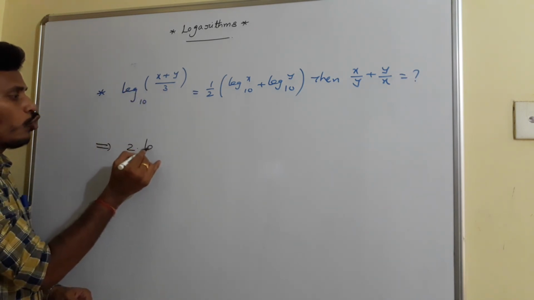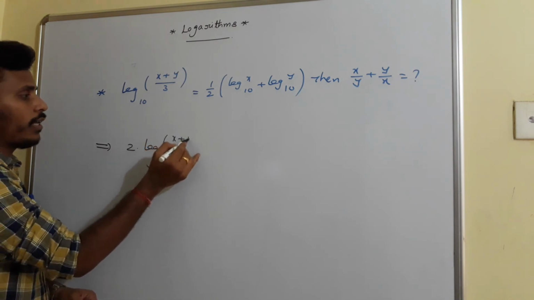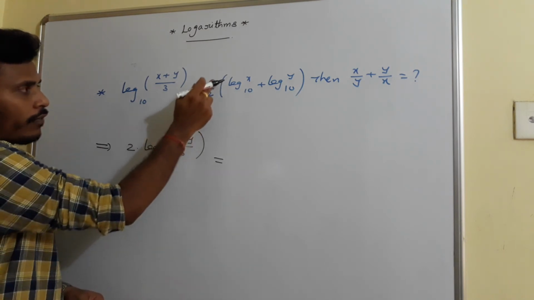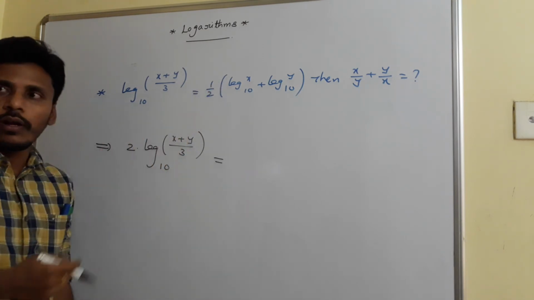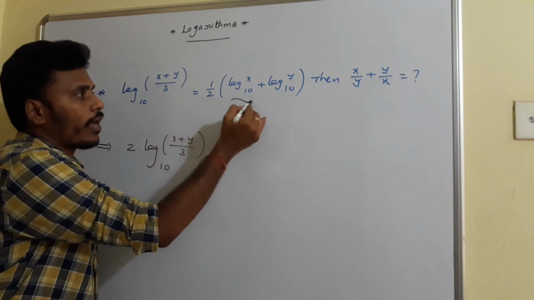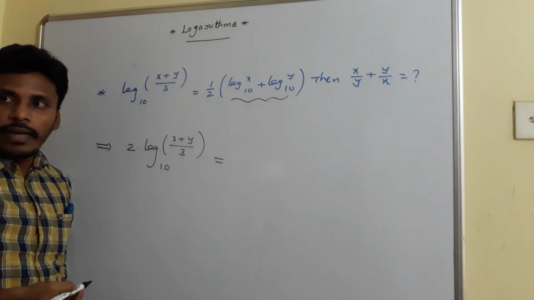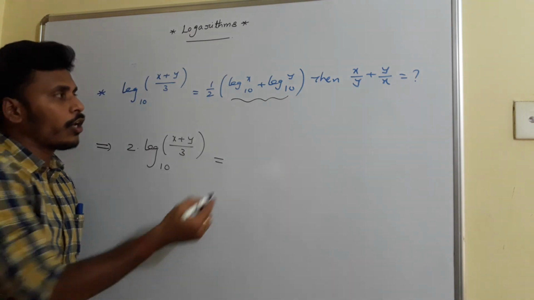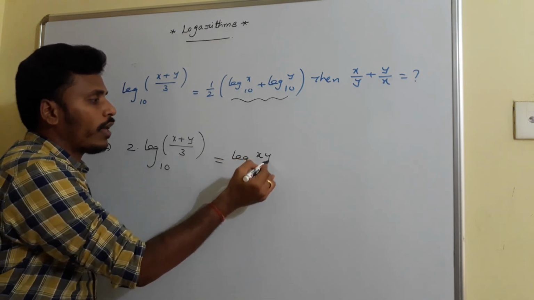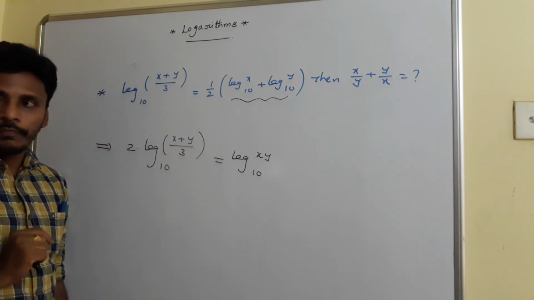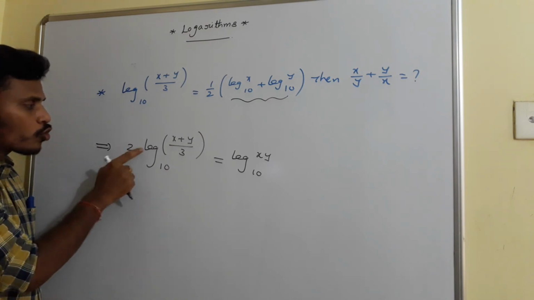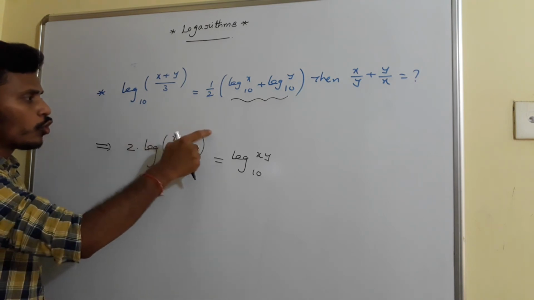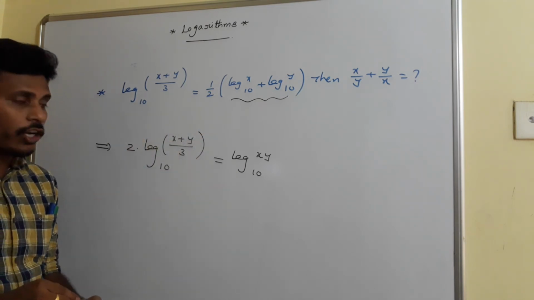It becomes 2 log of x plus y by 3 base 10 equals, since the 1 by 2 goes, the 2 comes to the left side. Now this is log x base 10 plus log y base 10. By the law of logarithms, a sum of logarithms becomes the logarithm of the product. So we write it as log xy base 10, right? Now this is 2 log of x plus y by 3 base 10. Now you can send this 2 to the power of x plus y by 3. Is it right or wrong?